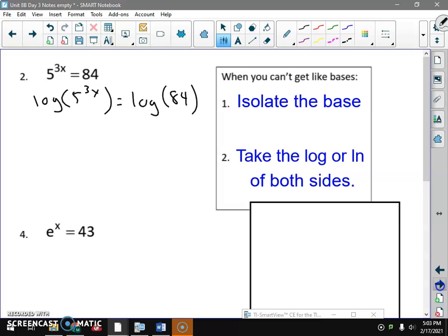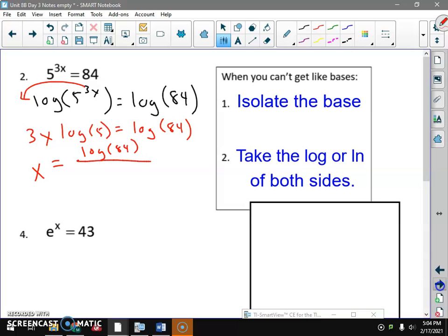Are they equal? Sure they are. I did the same thing to both sides. Property says I can shoot this down front. So I now have 3x log of 5 equals log of 84. What has the logarithm allowed me to do? Bring the x down where I can solve for it. x equals... I could make this a totally calculator inactive question as long as I accept from you this answer right here. Mr. Ward, the answer is log of 84 divided by 3 log of 5. Absolutely. If I said use your calculator now, 0.918.